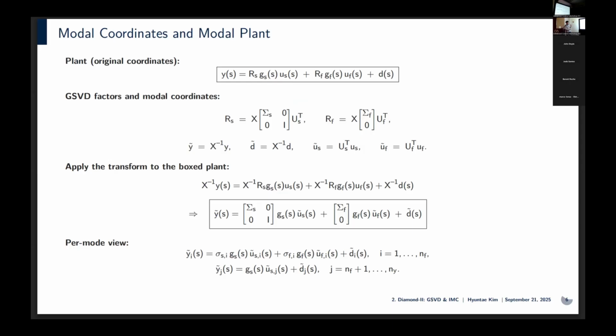then you can get yi tilde for the 1 to nf modes, which has both slow and fast actuators appearing. This means this is a 2-input single-output, or TISO, system. And then the remaining nf plus 1 to ny modes will be Gs Us j tilde plus dj tilde, which means just the CISO part of the system.